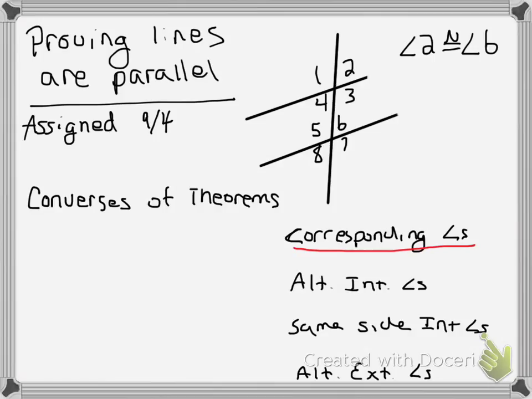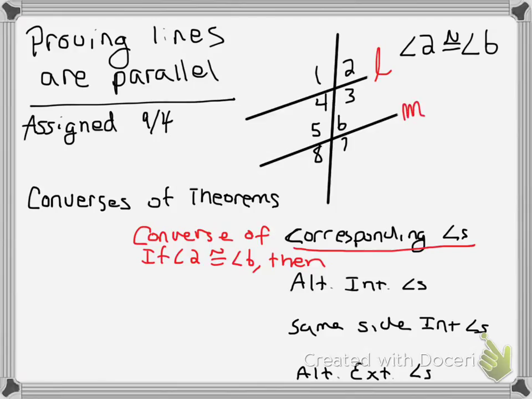So what we're going to be looking at is what's called the converse of corresponding angles. Instead of saying if the lines are parallel, then angle 2 is congruent to angle 6, we say if angle 2 is congruent to angle 6, then the lines are parallel. We'll name the lines L and M. Then L is parallel to M.